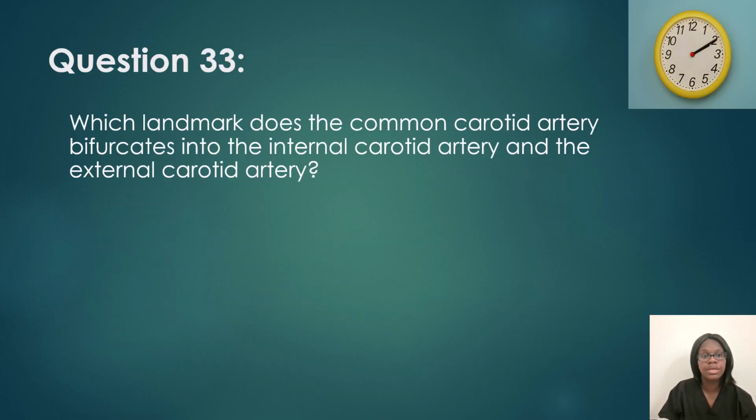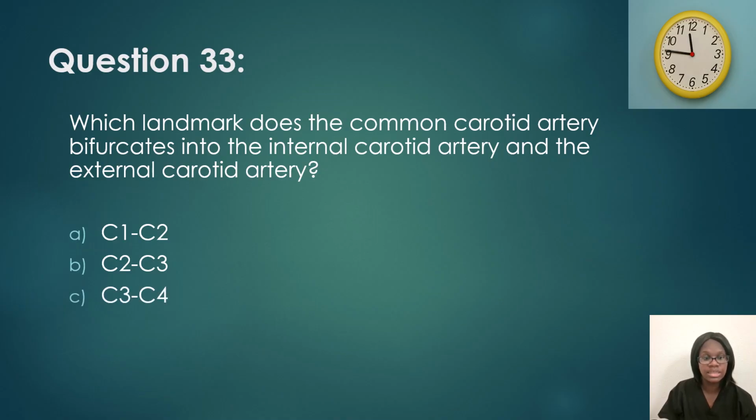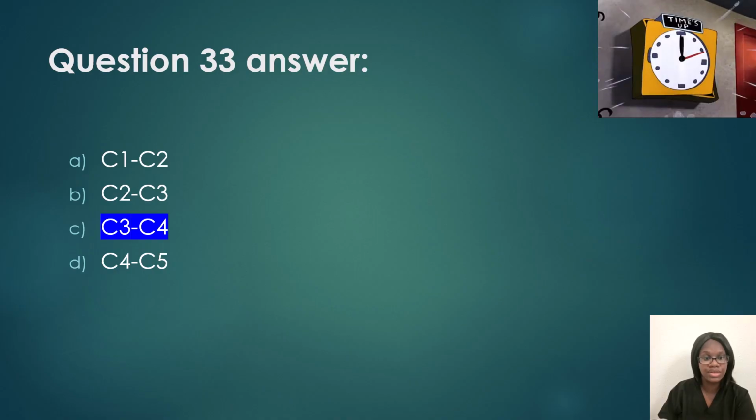Question 33. Which landmark does the common carotid artery bifurcate into the internal carotid artery and the external carotid artery? A, C1 to C2, B, C2 to C3, C, C3 to C4, D, C4 to C5. All right, the correct answer is C, C3 to C4.